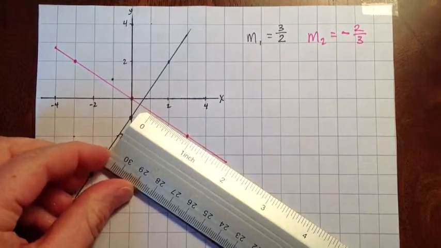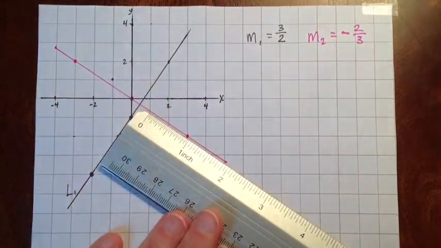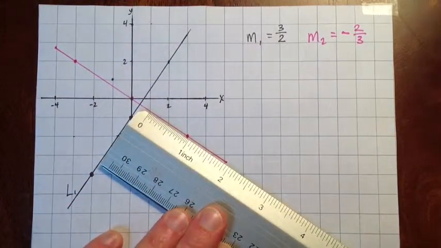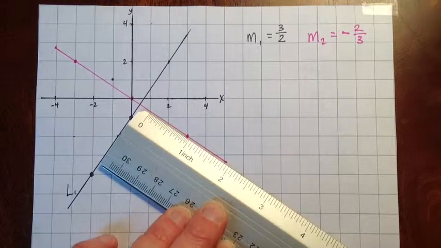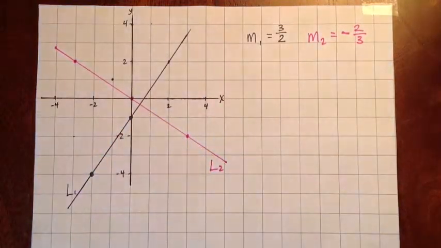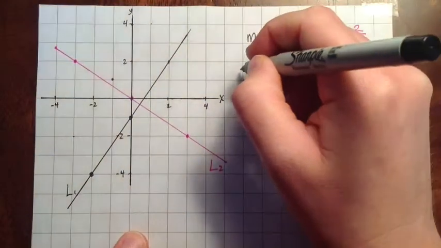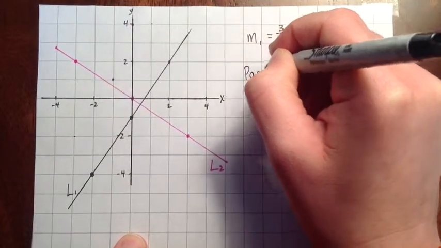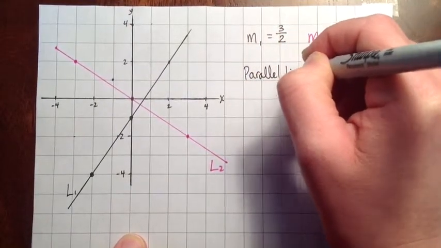And I'll put the ruler in there. And we can see those are perpendicular. Those are perpendicular lines. So here are the conclusions from this. First of all, parallel lines have the same slope.